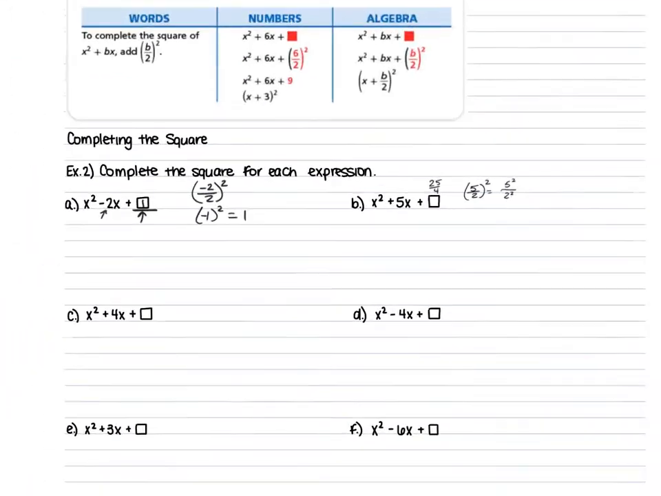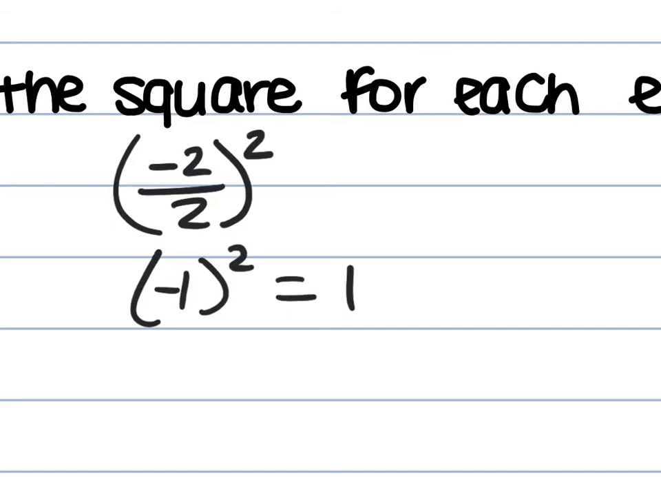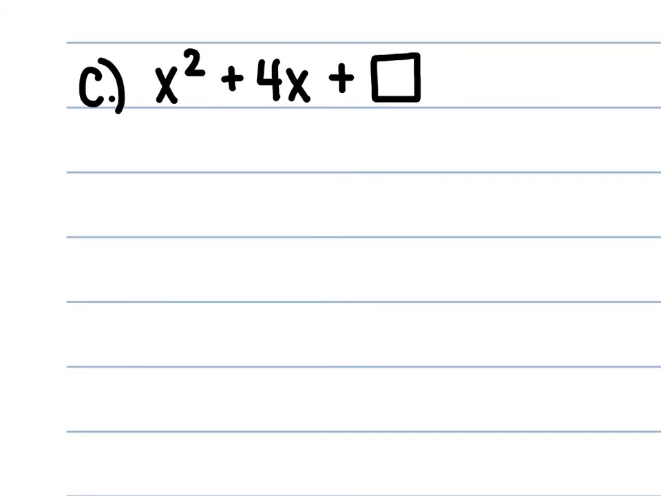Wait, so for A, the answer is 1? Yep. Because we got negative 1 and then we squared it. And negative 1 squared is 1. Let's do this one. Talk to me. 4 over 2 squared. 2 squared is 4. Done.